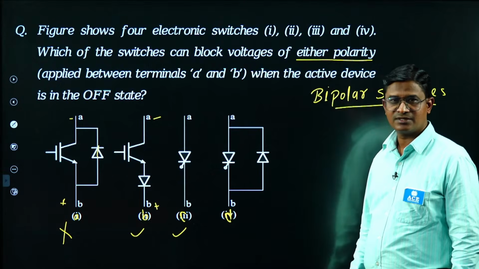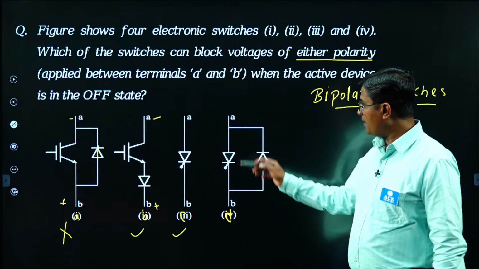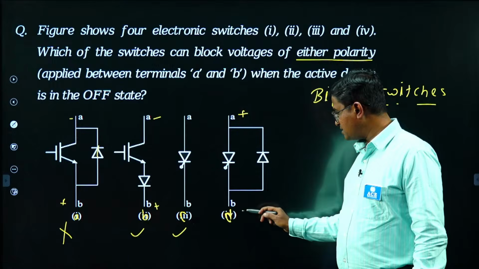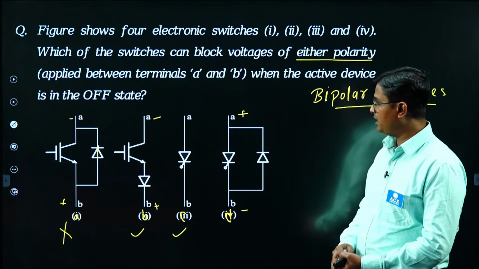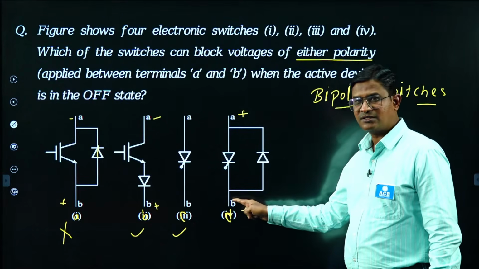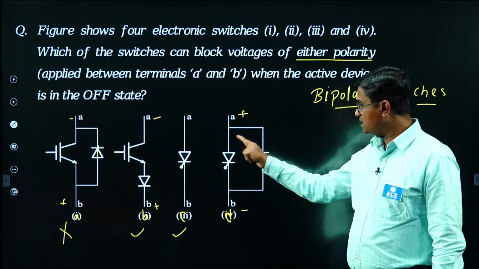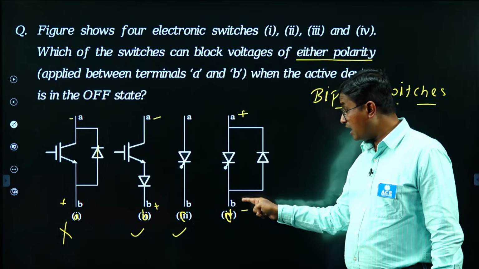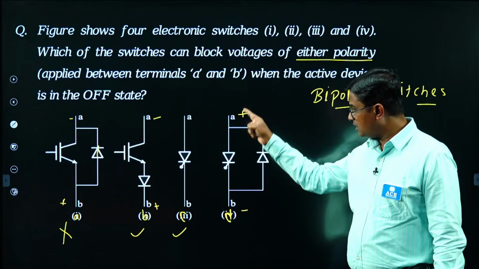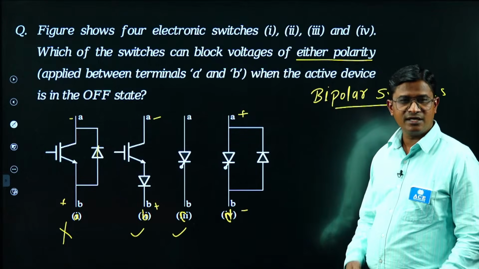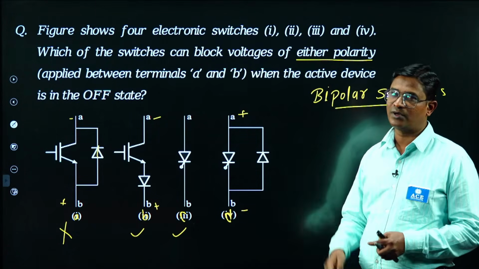But what about this case? Here, when I apply forward voltage and if the SCR is in an off state, then current will not flow through this branch, and current will not flow through the diode. It means when the SCR is in an off state and I apply the forward voltage, the current is not flowing. The meaning is my switch is blocking the applied forward voltage.